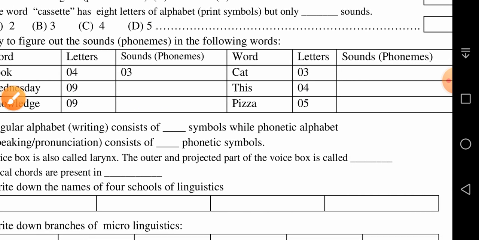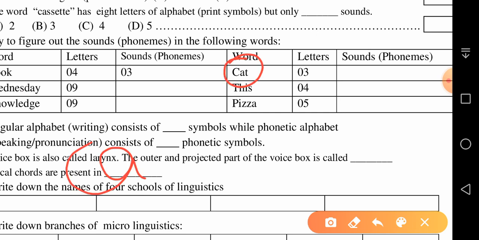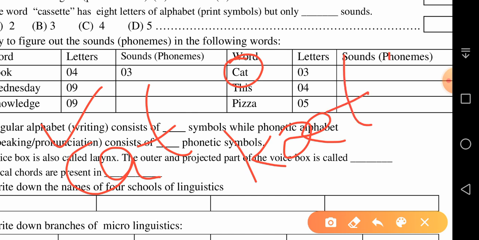Now the word cat. Yes, this is the spelling system, C-A-T. So the letter is C, but the sound is k, C-A-T, cat. But k, k, cat. This is the modern phonics system.